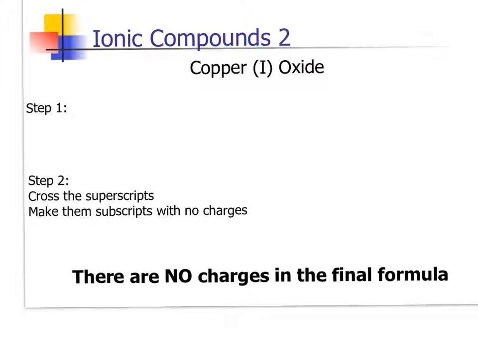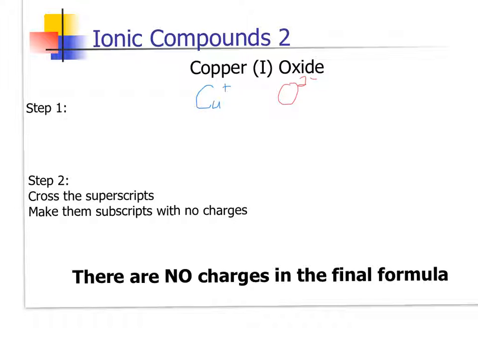Another example, because this needs to happen. We really need to understand this. So we have copper 1 oxide. Copper 1 indicating that the charge on my copper is 1. It's a transition metal, so they have to tell us. So we have Cu+. Oxide hasn't changed. O with the negative charge.